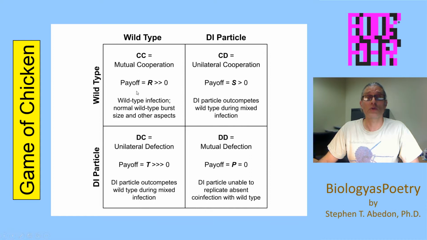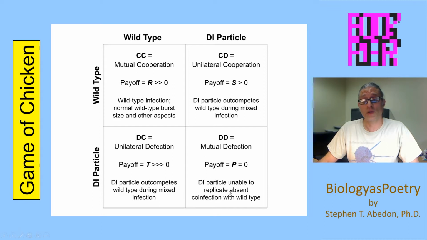The case of mutual cooperation is where you simply have wild-type virus infecting an individual cell. Again, in the case of co-infection, when you have wild-type virus and DI particle infecting the same cell, the DI particle gains in this interaction, resulting in the temptation to defect payoff, but the wild-type virus loses again because the DI particle is stealing from the wild-type virus.